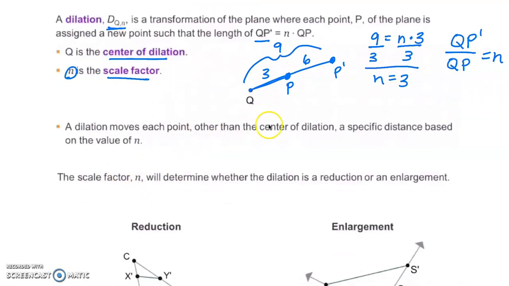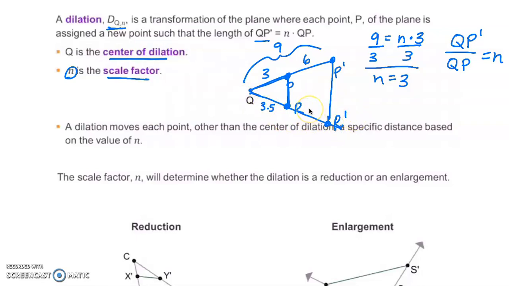A dilation is going to move each point other than the center of dilation a specific distance based on the value of n. So if I were going to create a line here, let's call this R, and I'm going to change PR and I want to know what P prime R prime is. Well, if I'm dilating this the same way, and let's say QR is 3.5, how do I find out what QR prime is, or even what R to R prime is?